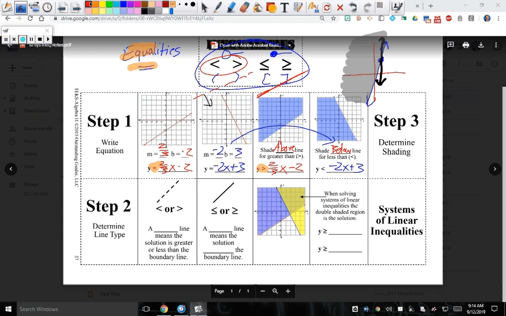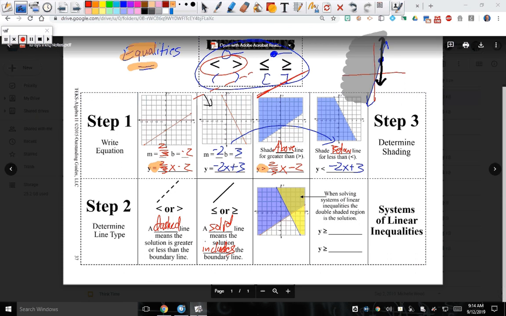Okay, so let's go to step 2. A blank line means solution is greater than or less than the boundary line. What would I put there? A dashed. Yeah, a dashed line. And then right here is a solid line. Means the solution blank the boundary line. What do you think goes in that blank? Includes. Includes for sure. Includes. That's huge. If it's on a dashed line, it's not included as an answer. But if it's on a solid line, it is included as an answer.